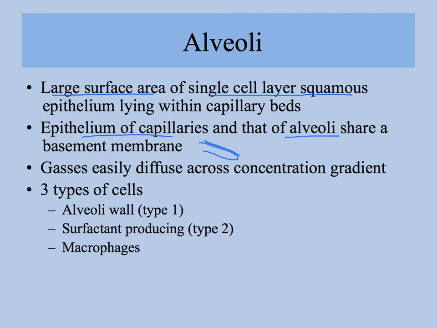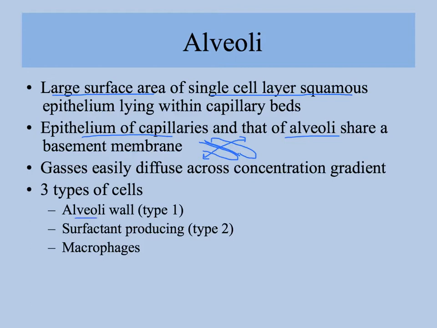But on the other side of that basement membrane is another cell that belongs to the capillaries. I forget which I started with, alveoli or capillaries. They're just side by side, so this is a very small distance that oxygen and carbon dioxide have to move across, and it can happen very quickly, in just tenths of a millisecond. There are 3 types of cells found in your alveoli.